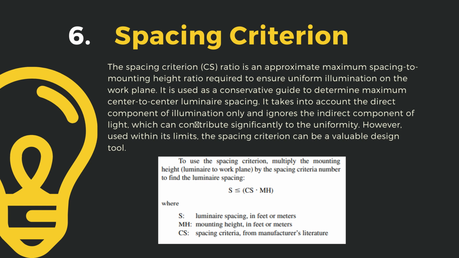The spacing criterion can be a valuable design tool. Every manufacturer provides a maximum spacing criterion, which is a ratio to help determine the maximum distance you can put between each light. To use the spacing criterion, multiply the mounting height by the spacing criteria number to find the luminaire spacing. So, you must multiply the spacing criteria by the mounting height, which is in feet or in meters, in order to get the luminaire spacing.